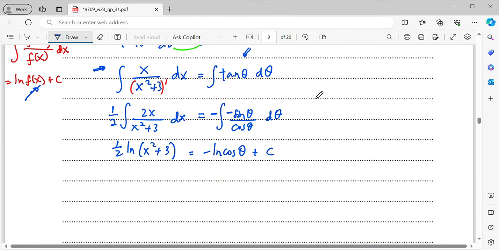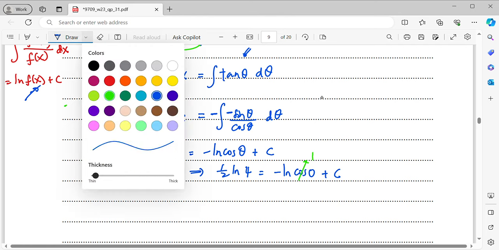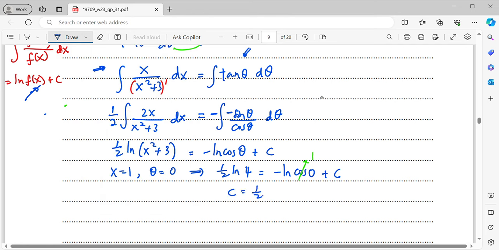Okay? So, then now, after you get this, just replace the x and theta value. x is 1, theta is 0. So, x is 1. Theta is 0, which means I will be getting half ln of 1 squared plus 3, which is 4, that equals to negative ln cos 0 plus c. Okay, cos 0 is basically 1, right? So this is 1. Then from here, I will get c equals to half ln 4 plus ln 1. For your info, ln 1 is 0. Okay, therefore, I'm getting my c now. It is half ln 4.